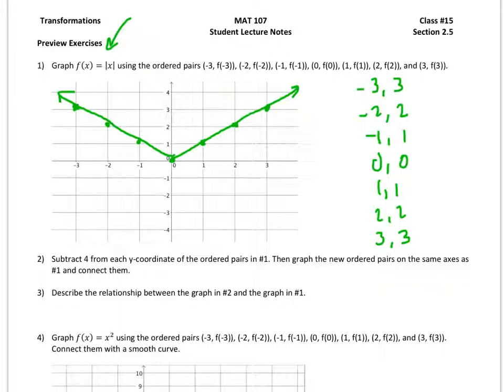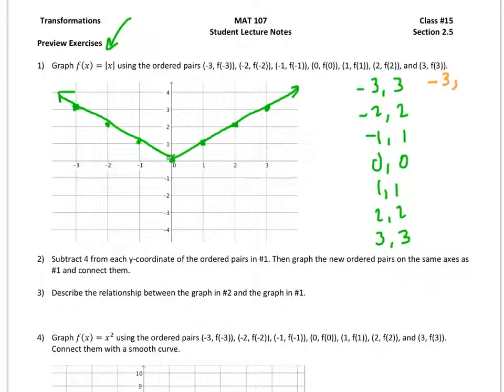Connect my points. Good. All right, so now for step 2, I want to subtract 4 from each y coordinate from the ordered pairs we got in number 1. And I want to graph those. So I'm going to switch colors and subtract 4 from each y coordinate. So my new points, my x values are going to stay the same, but then my y value is going to be my old y value minus 4.